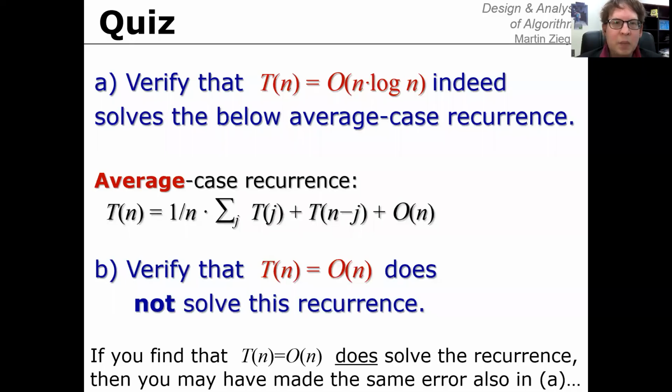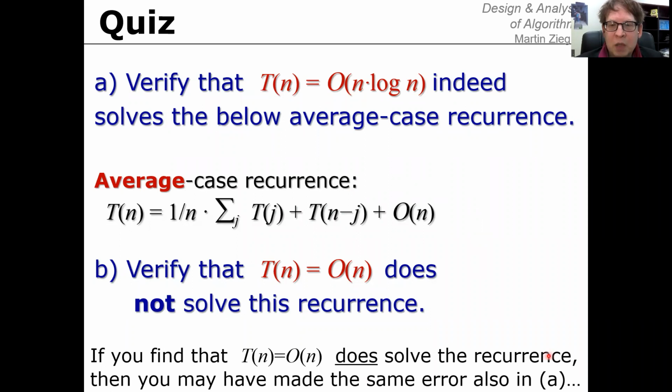And here we're back. Have you been able to solve the quiz? Have you been able to verify that O of n log n indeed solves the recurrence, and that O of n does not solve the recurrence? Great. Then let's proceed and move on to analyzing the famous simplex algorithm.